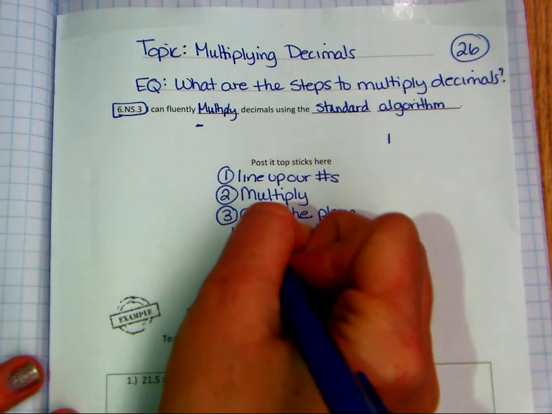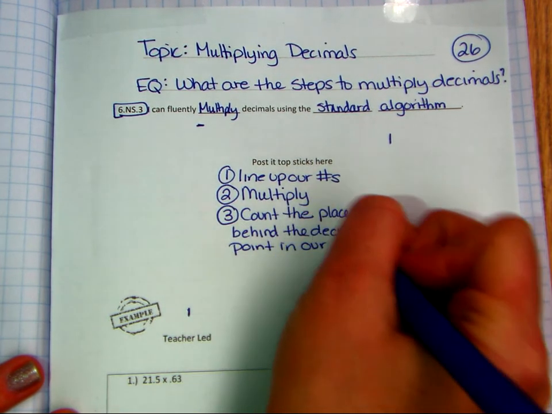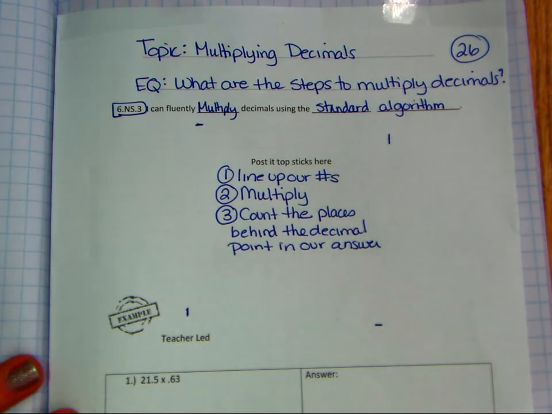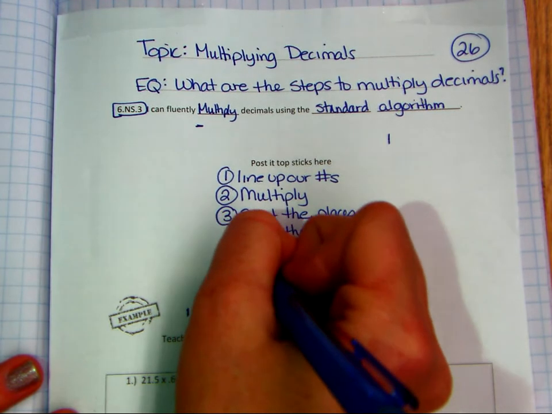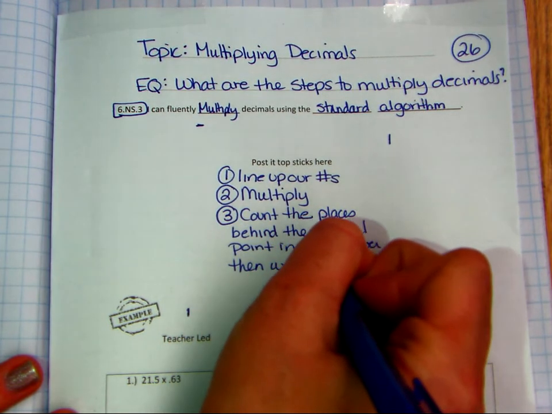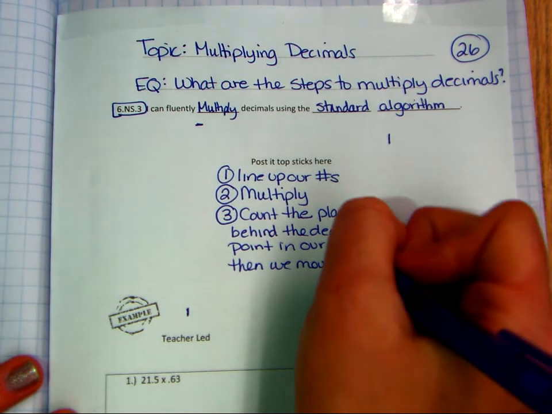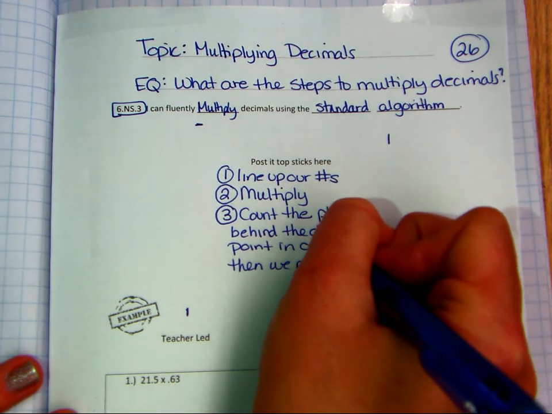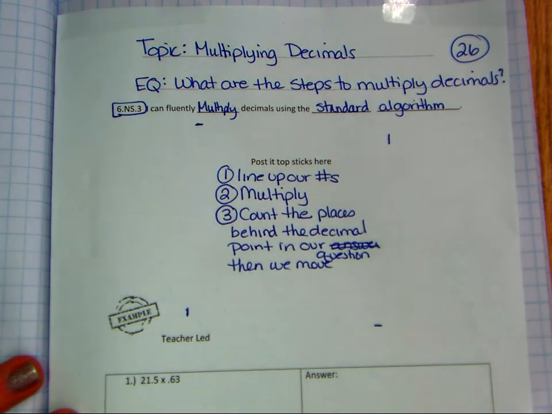Behind the decimal point in our answer. And once we count how many places we have in our decimal point in our answer, then we move, or I'm sorry, I said our answer, I'm going to cross that out. What I meant is in our question. Whoopsie daisy, my bad. We're going to write it in our question. And I'll show you what that looks like when we do a practice problem. But please correct that in your notes. Please, please, please correct that.